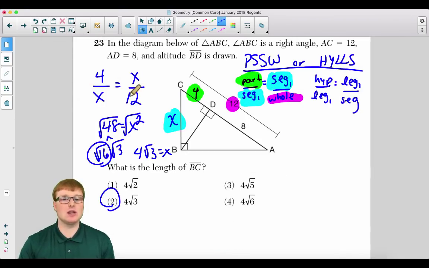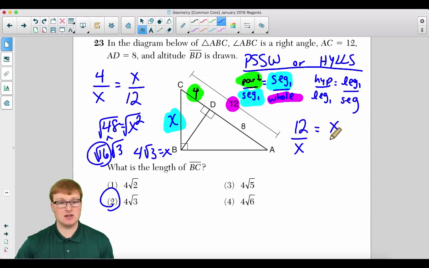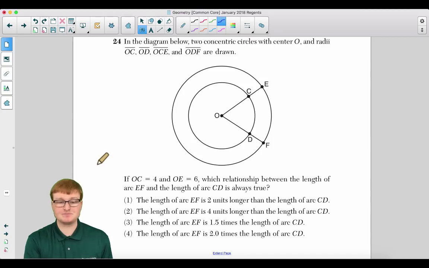Now, let's just say you don't like that way and you like the Hills way. It's the hypotenuse, which is 12, over the leg, which is x. That's equal to the leg, which is x, over the segment, which is 4. Again, you get the same answer. I'm not going to do it again, but you get the same answer of choice 2, which is 4 radical 3. Moving on to the last problem.